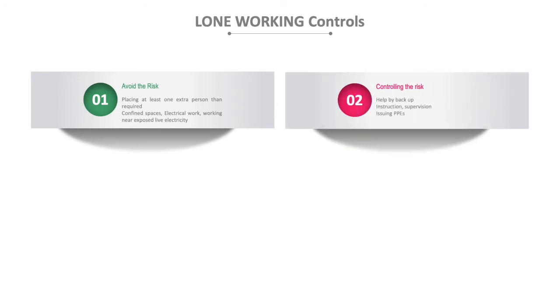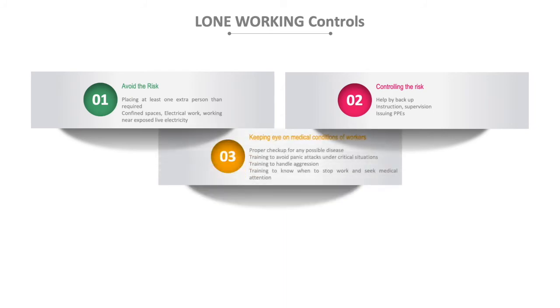After that, the risk can be controlled by helping the workers by giving them instructions, supervision, and issuing PPEs that are most appropriate for the job. The third point is keeping an eye on the medical conditions of workers: proper checkups for any possible disease, training to avoid panic attacks under critical situations. Then training should be provided to handle aggression, and to know when to stop work and seek medical attention.